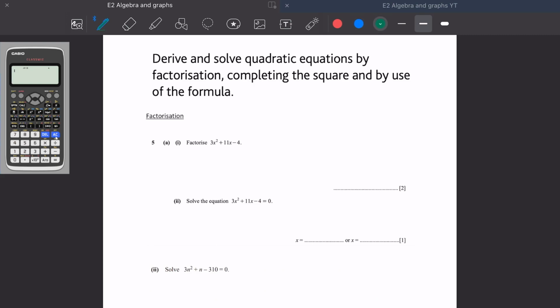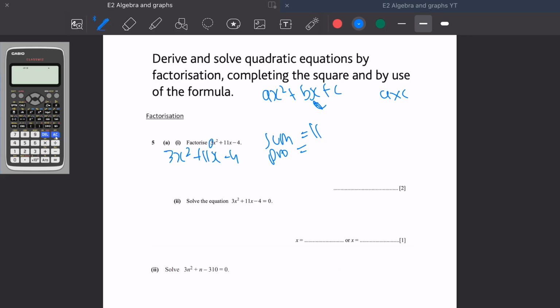Derive and solve quadratic equations by factorization, completing the square, and by use of the formula. So you have: factorize 3x squared plus 11x minus 4. When you're factoring a quadratic, you have to look at two components, the sum and the product. Sum is 11 here. It's always the coefficient of the x term, and the product is a into c.